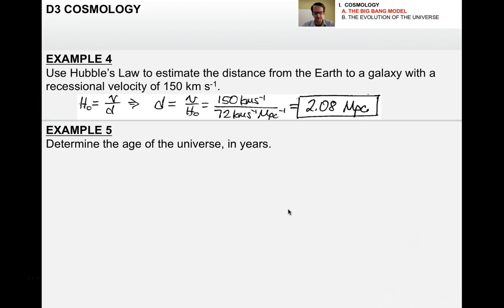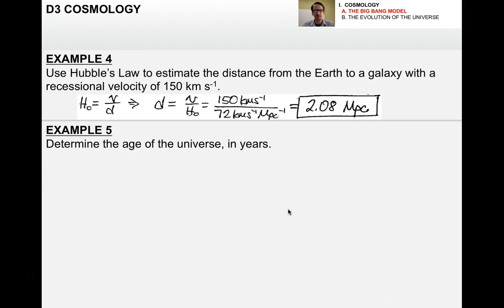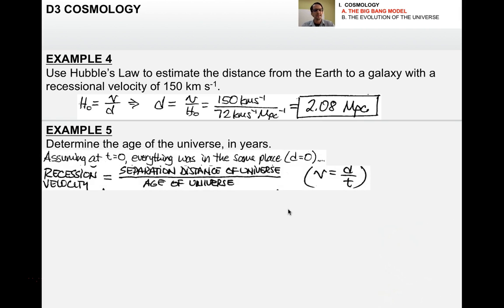Okay, here's example 5. This is the one I was telling you where T is approximately equal to 1 over H naught. This is the example. You need to be able to do this. You need to be able to determine the age of the universe in years. And I would really recommend that you stop the video before you try this because this is a very, very important problem. Okay, so here we go.